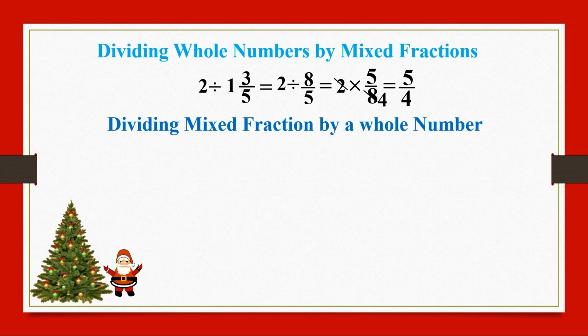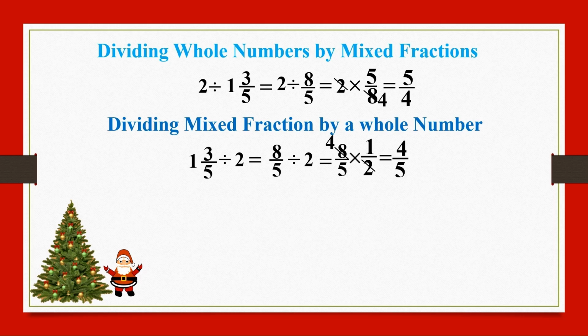Now the sixth type, dividing mixed fraction by a whole number. Here 1 3 by 5 divided by 2. 8 by 5 times 1 by 2, which gives you 4 by 5.